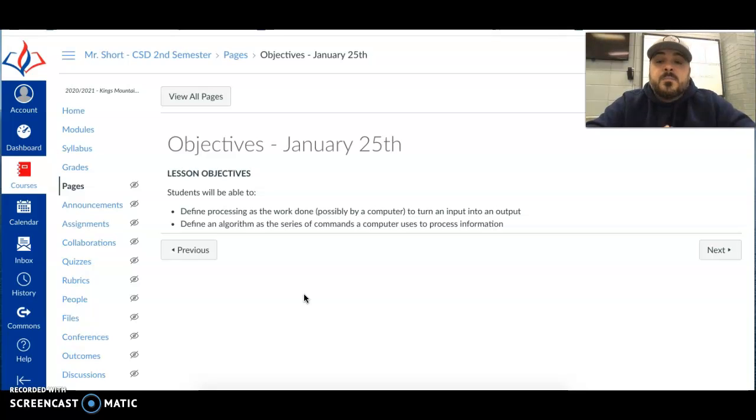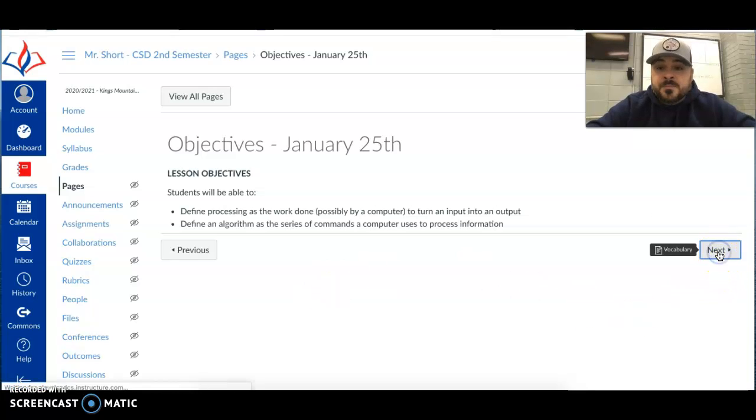All right, the second objective: define an algorithm as a series of commands a computer uses to process information. An algorithm is a series of commands a computer uses to process information. So these two objectives you're going to see next week. That's why I'm going to go over them again. Processing is the work done by a computer to turn an input into an output, and an algorithm is a series of commands a computer uses to process information. You're going to see those again next week on the quiz. So I'm just going to go ahead and let you guys know.